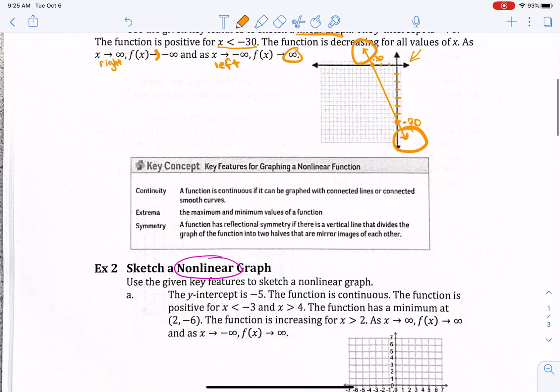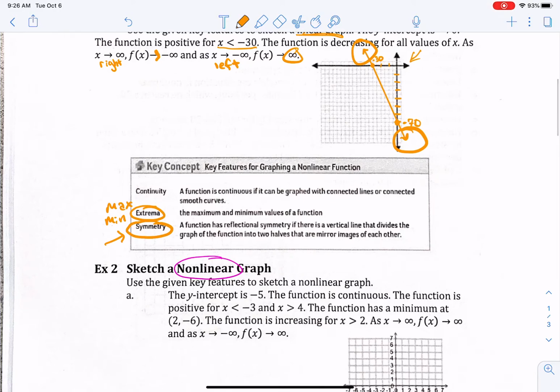Nonlinear functions, they're going to talk about extrema, so they'll say maximum and minimum points located at a certain spot. They also say it's symmetric. Do you remember when we talked about line symmetry? They'll say it's symmetric with respect to some line. That means if here's my line and we have something that's doing this, then it's doing that same thing on the other side.